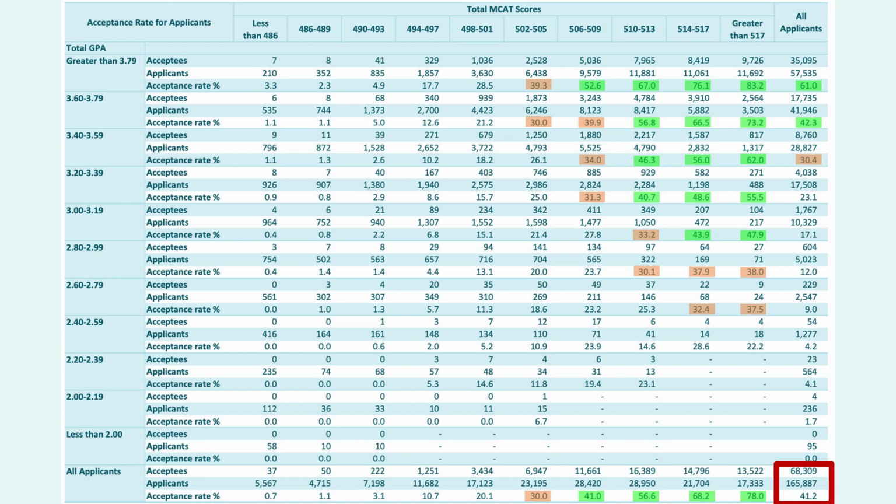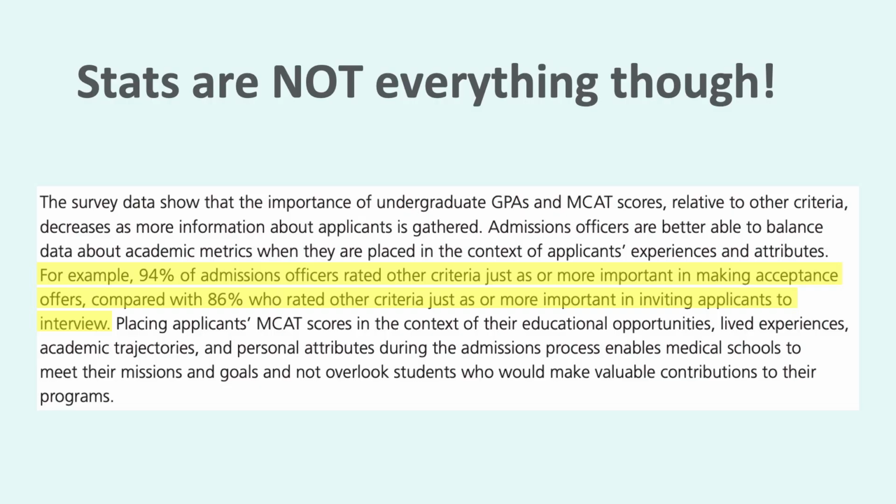Before we jump to conclusions, stats aren't everything though. Below is some text from the same report noting the various factors and how heavily they're weighed into consideration for admissions. The highlighted portion states, 94% of admissions officers rated criteria other than stats as being just as or more important in making acceptance offers, and 86% rated criteria other than stats as being just as or more important when inviting applicants to interview. This more or less translates to meaning that once you've proven academically competent enough to handle the rigor of medical school, the other components of your app are what are going to tip the scale in your favor or against you.